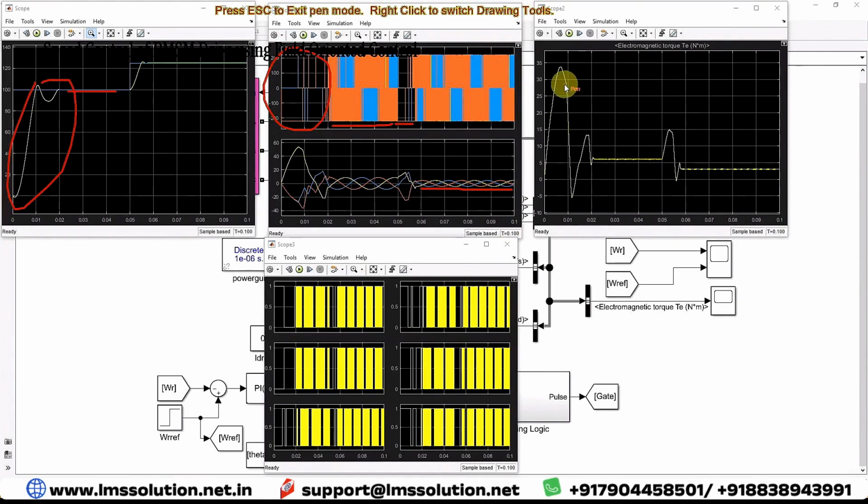And then you can see here the response of the electromagnetic torque. During starting, it has a high starting current, and after that it has high starting torque. After reaching the reference speed command, it has steady state electromagnetic torque. During the change of speed command, there is some disturbance in the electromagnetic torque response. After reaching the reference speed command, we have steady state electromagnetic torque. So this is the variation of pulses from the switching logic circuit for the voltage source inverter. So this is the working of field oriented control of PMSM for speed control.